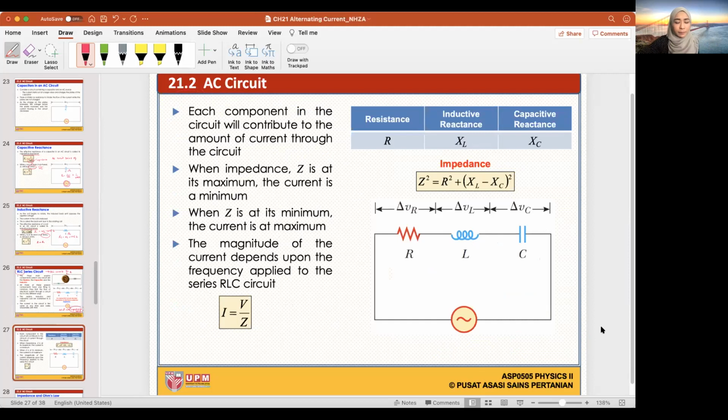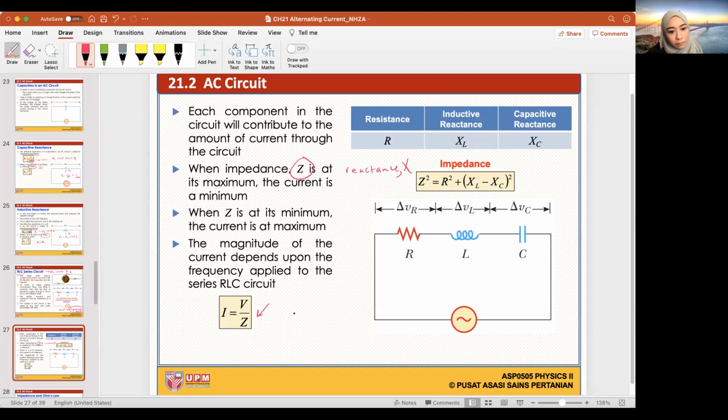Okay, so what happens when we have a combination, or we want to find out what the impedance is? Each component in the circuit will contribute to the amount of current through the circuit, given by impedance Z. We have a new term here, it's called Z, impedance. Reactance is X, impedance is Z. When impedance Z is at maximum, the current is minimum, based on this equation.